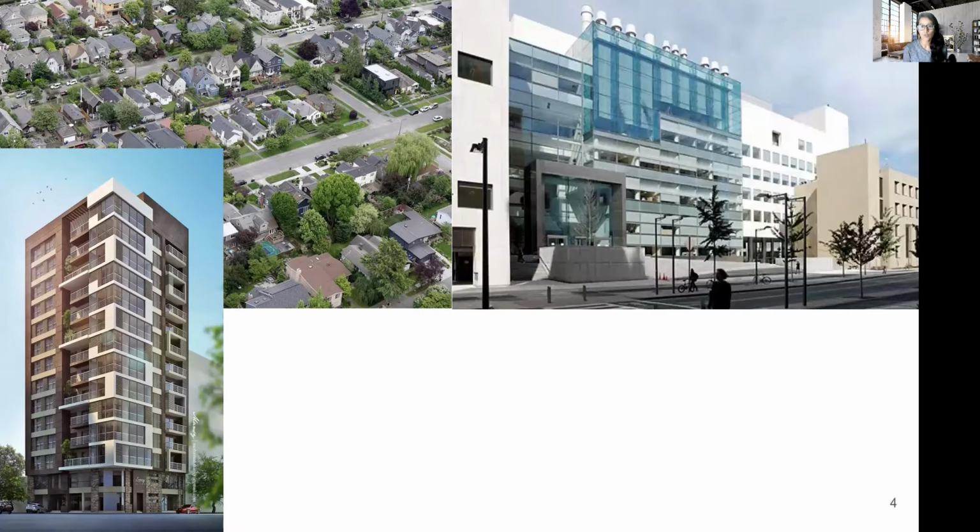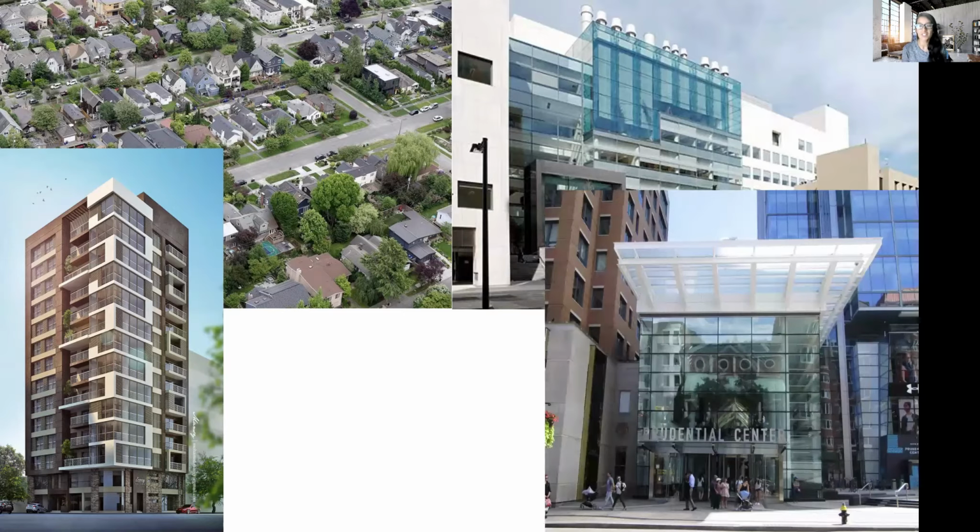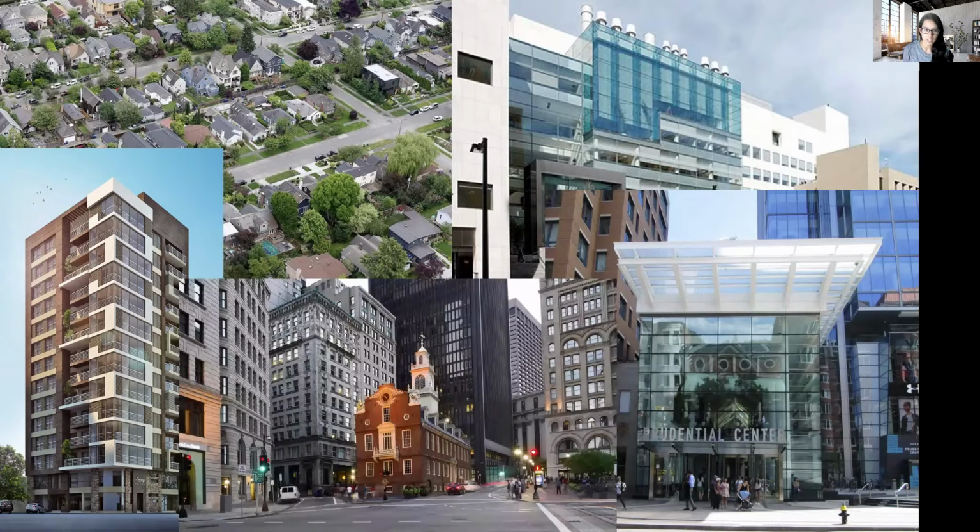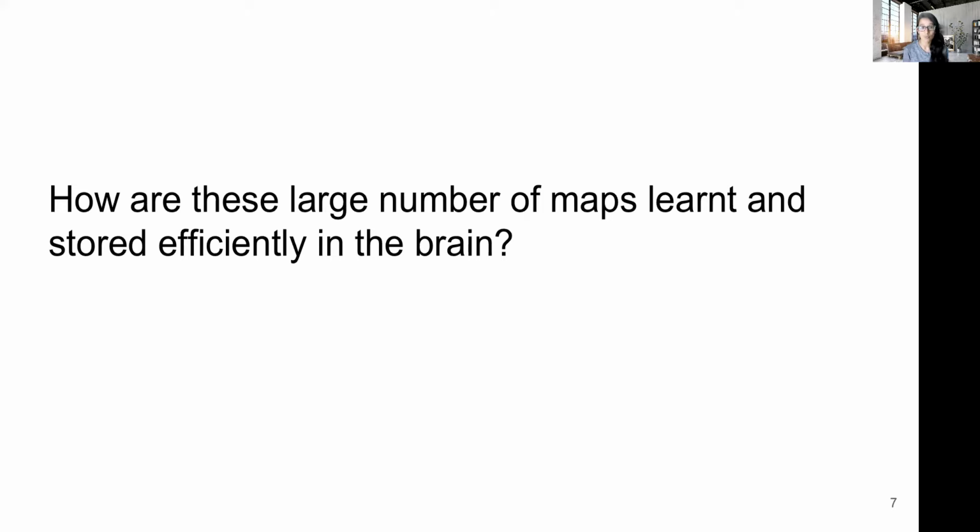Humans learn maps of their residential neighborhoods or of their apartment buildings. In addition, they also learn maps of their workplaces like offices or universities. Furthermore, they learn maps of their favorite shopping malls and even other parts of the city that they might only occasionally visit, for instance, maybe the downtown area. We are really learning a large number of these maps. And so the question is, how are these large number of maps learned and stored efficiently in the brain?